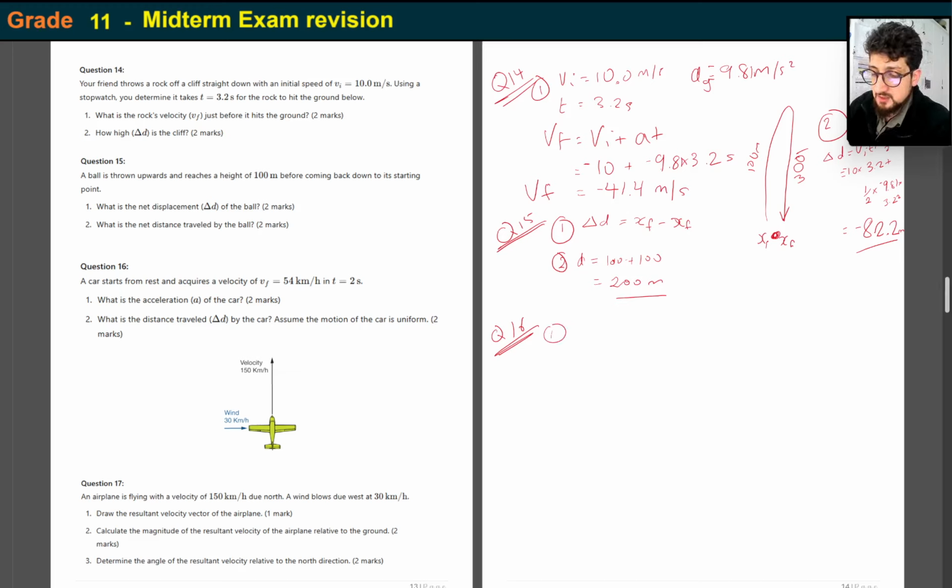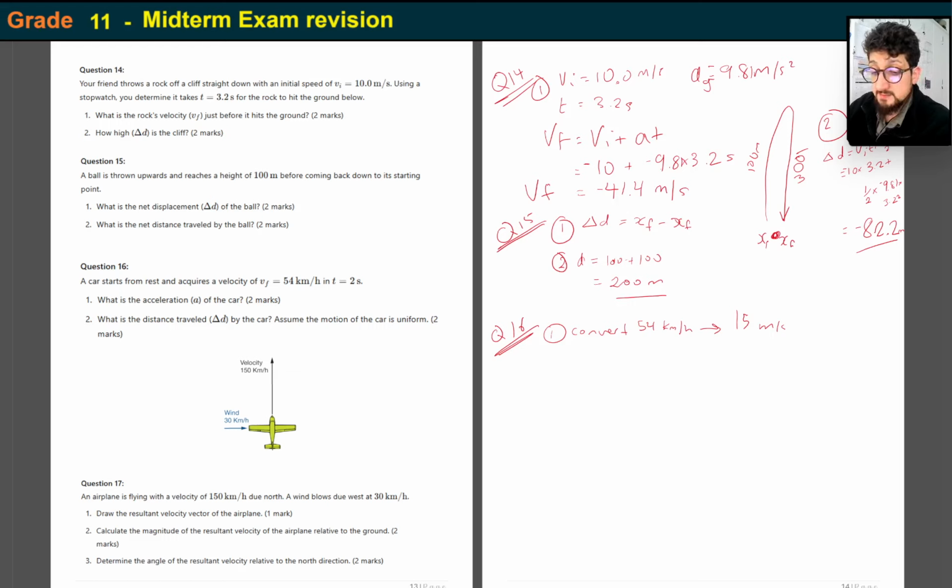So the first thing to do is convert 54 kilometers per hour to meters per second. And that's going to be 54,000 meters, because 54 kilometers, the word kilo, just means 1,000. So 54,000 meters divided by 60 gives me 900 meters per minute. And if I divide by 60 again, it gives me 15 meters per second.